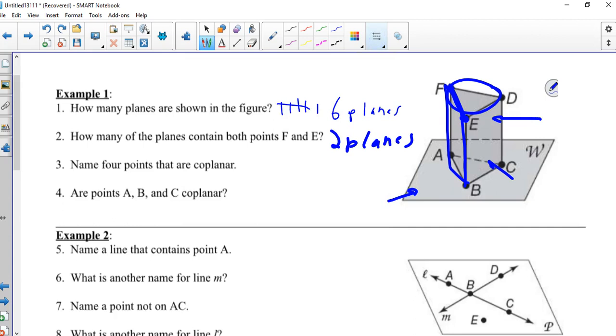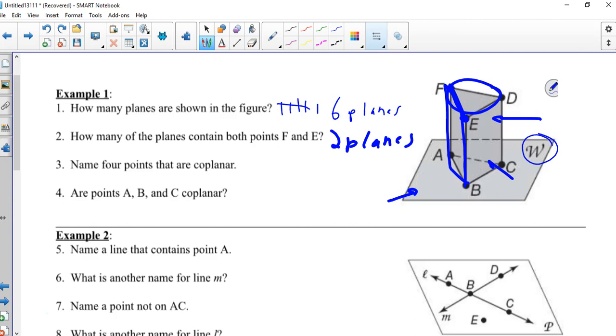Name 4 points that are coplanar. So 4 points on the same plane. Remember, this is not a point, so we can't say A, B, C, and W. So that flat piece on the bottom, we only have 3 points, so we can't use that. We can't use either of the triangles, because that's only 3 points.